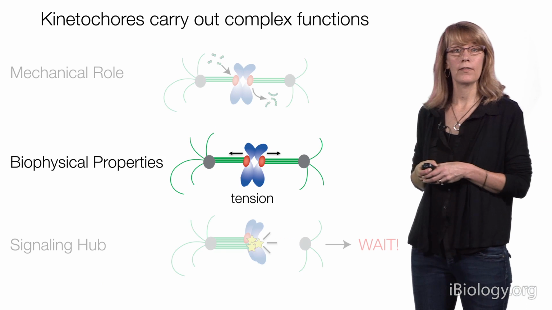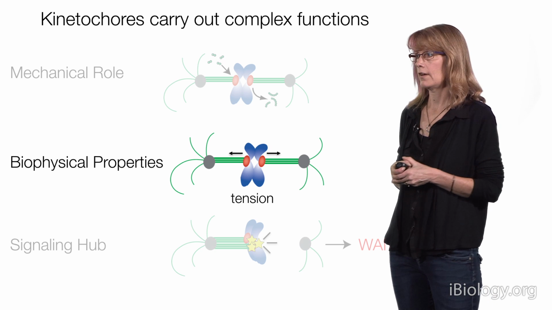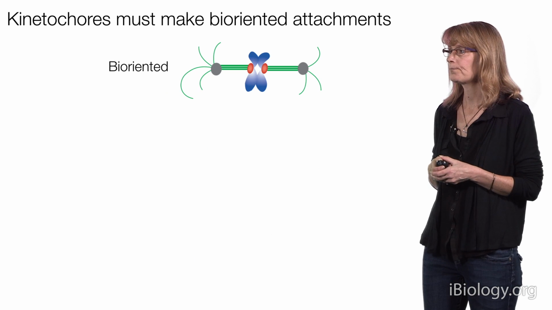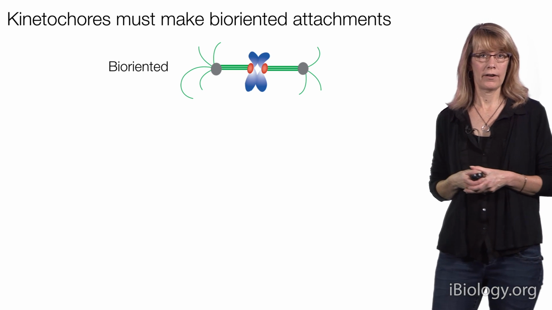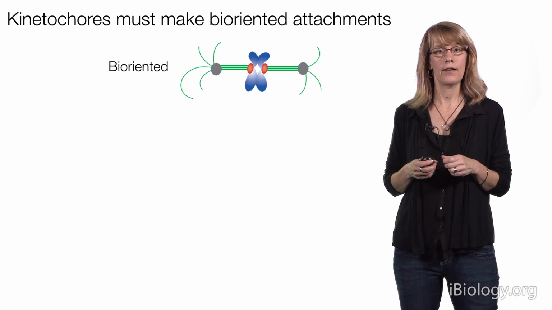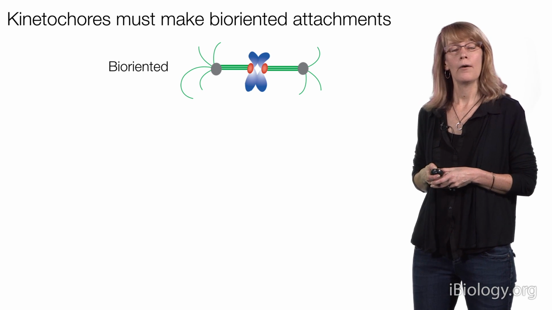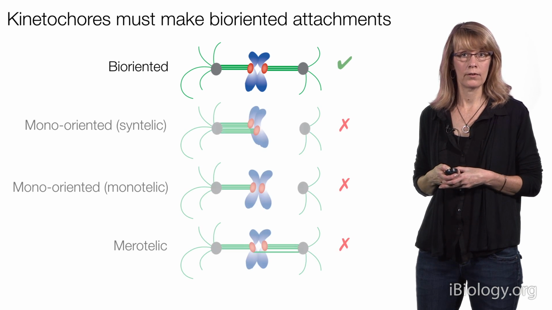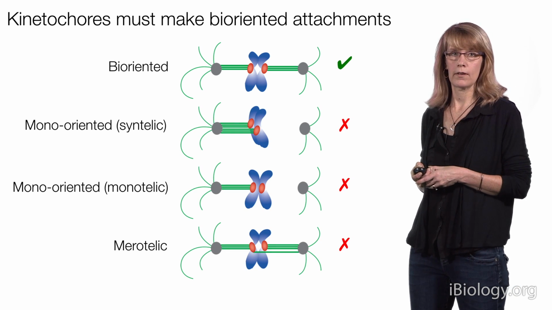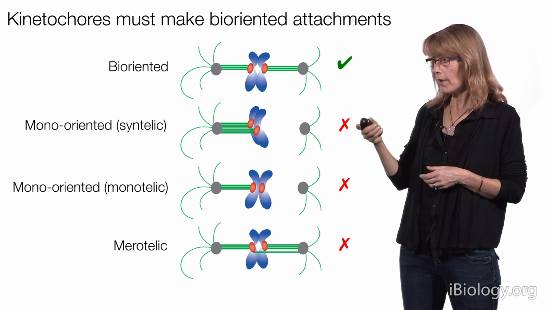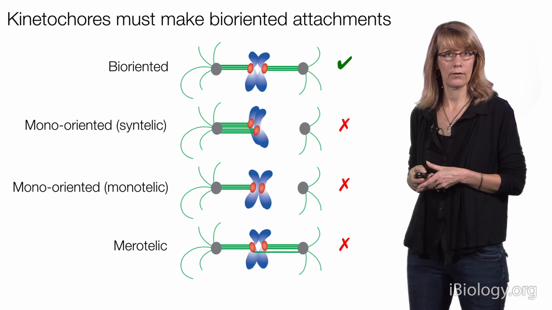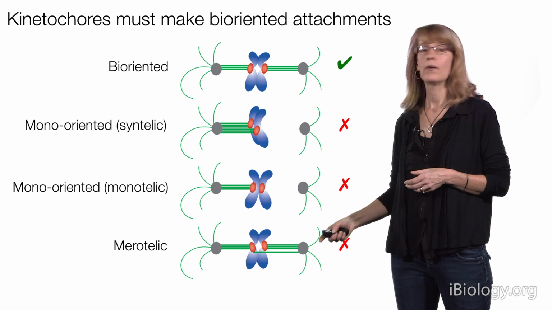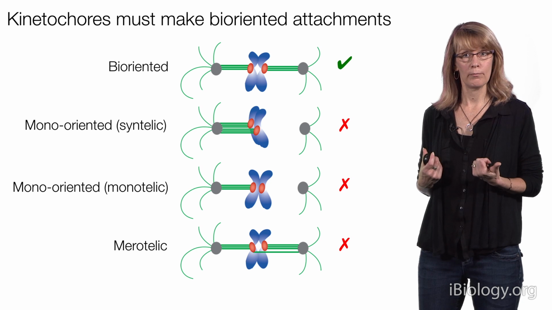Okay, so now let's talk about the interesting biophysical properties of the kinetochore, where tension can stabilize rather than destabilize an attachment. Kinetochores have to make bioriented attachments, so each sister kinetochore has to bind to microtubules from opposite poles. However, as I said at the beginning, the process of making attachments is actually very error-prone. And there's a number of incorrect attachments that can be made, such as mono-oriented attachments, where one or both sister kinetochores attach to microtubules from a single pole. There's even merotelic attachments, shown here on the bottom, where one kinetochore can attach to microtubules from both poles.